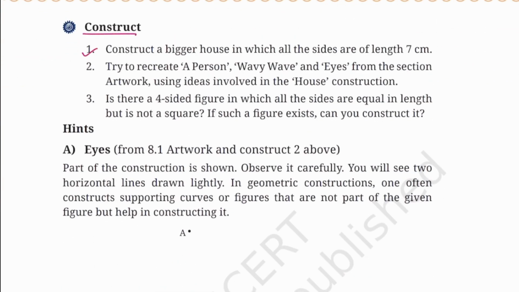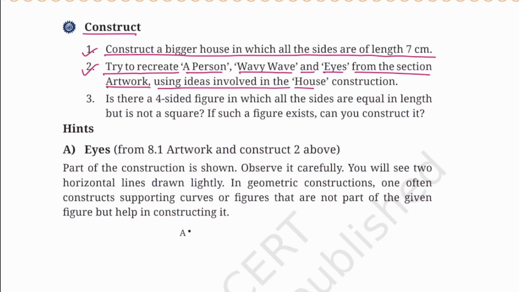Construct. 1. Construct a bigger house in which all the sides are of length 7 cm. 2. Try to recreate a person, baby wave and eyes from the section artwork using ideas involved in the house construction. 3. Is there a four-sided figure in which all the sides are equal in length but is not a square? If such a figure exists, can you construct it?